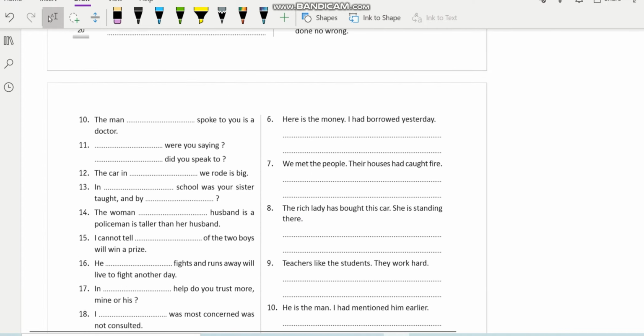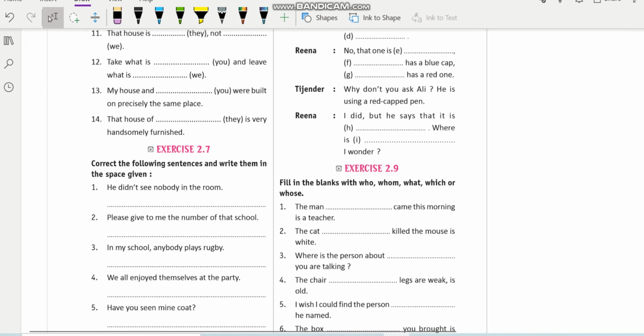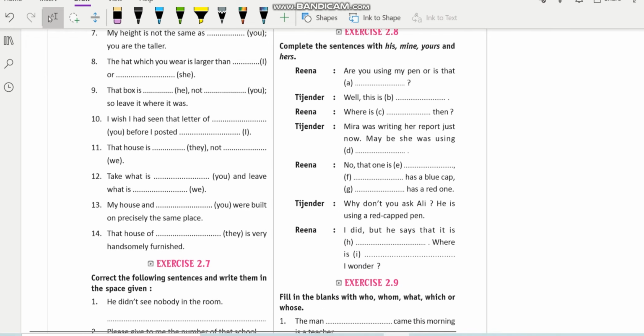Now, 2.8 onwards will be discussed in the next class. I hope you will be able to do till exercise 2.7 very neatly in your books so that we can discuss all these in my next Zoom class.